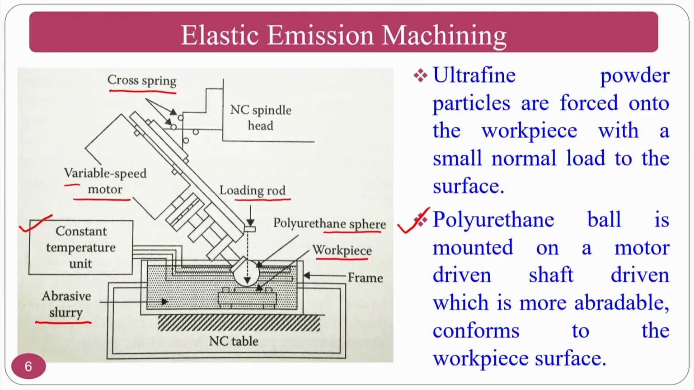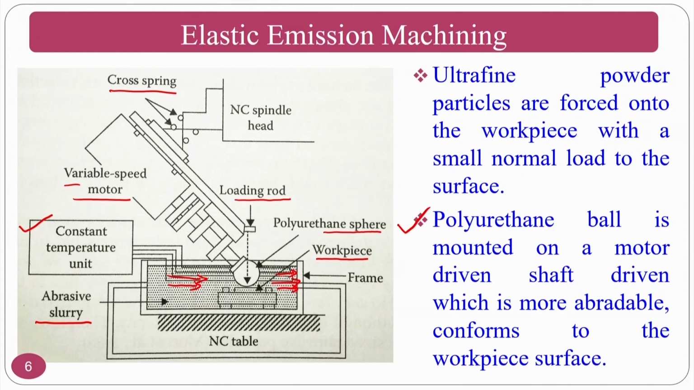Okay. So, if you see here, a polyurethane ball is mounted on a motor driven shaft which is driving a spherical tool that conforms to the workpiece. Okay. So, there will be a sphere. Then what will happen, there will be ultra fine powder particles, that means the abrasive particles are forced into the workpiece with a small normal load to the surface. Normally what will happen is your abrasive particles are moving like this.